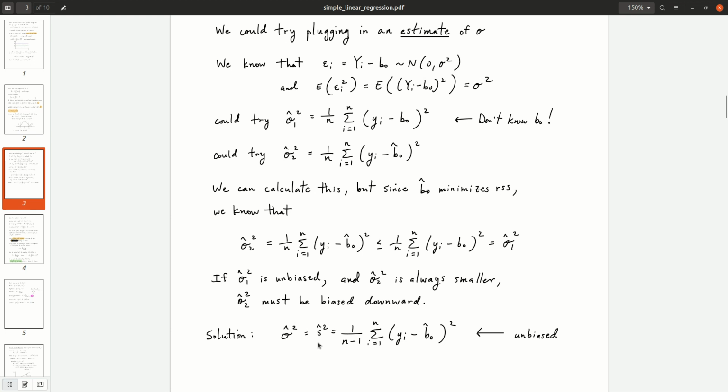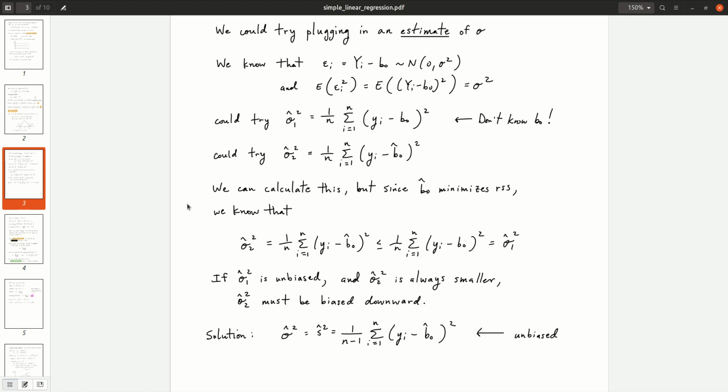I'm also going to give a different notation for this, so I'm calling this S hat squared. The reason for that will become clear in the next few slides. I want to talk about the random variable version of this thing, and I don't want to capitalize sigma, but I can capitalize S. If I capitalize sigma, it looks too much like this. So this is just a notational thing.